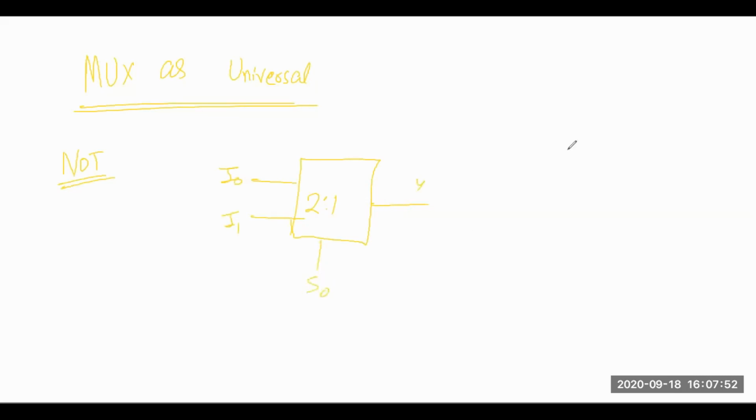one single select line. If my select line is 0, I will get I0 at my output. If my select line is 1, I will get I1 as my output. And a NOT gate is nothing but a gate where, whenever I give A as my input, at the output side I want A bar. This is my NOT gate. This you already know.